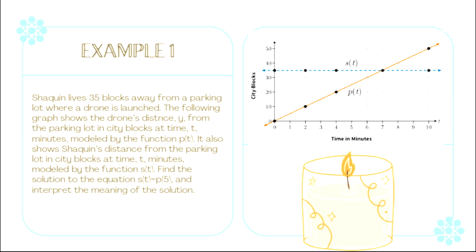The following graph shows the drone's distance y from the parking lot in city blocks at time t minutes, modeled by the function p of t. It also shows Shaquin's distance from the parking lot in city blocks at time t minutes, modeled by the function s of t equals p of t, maybe. Interpret the meaning of the solution. Pause it, figure it out, come back.